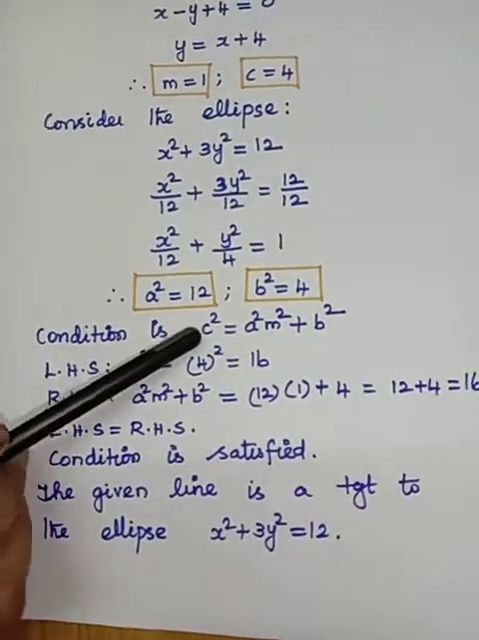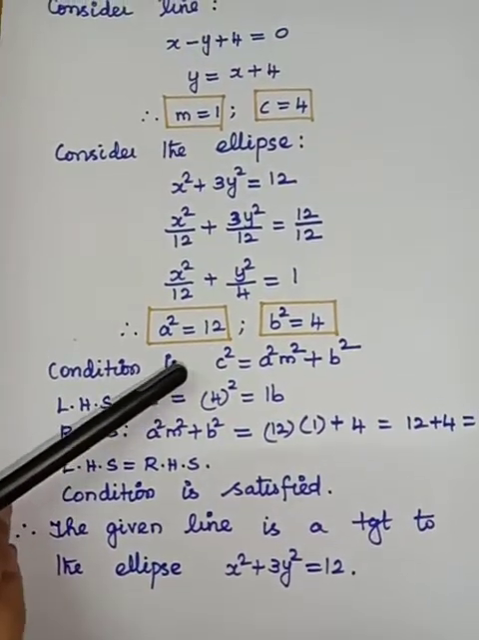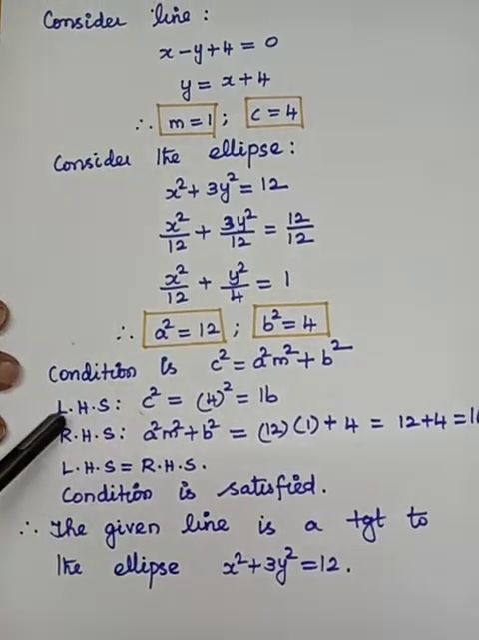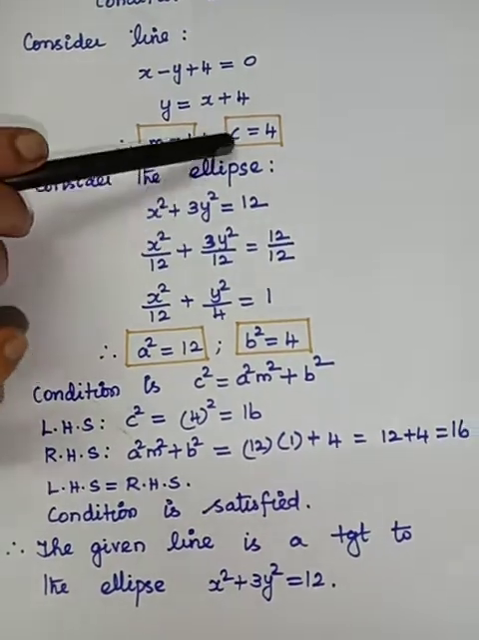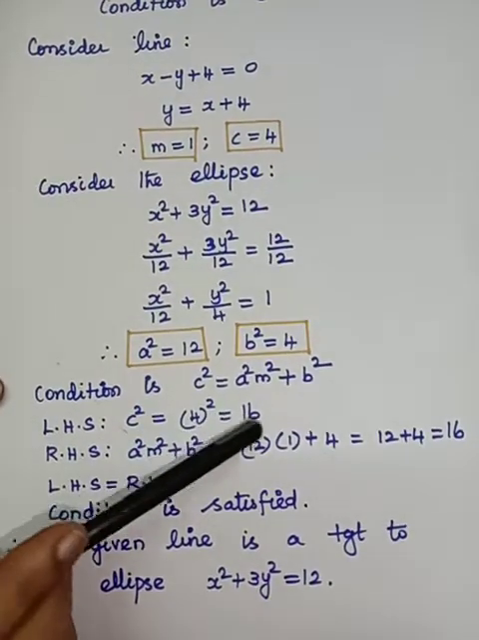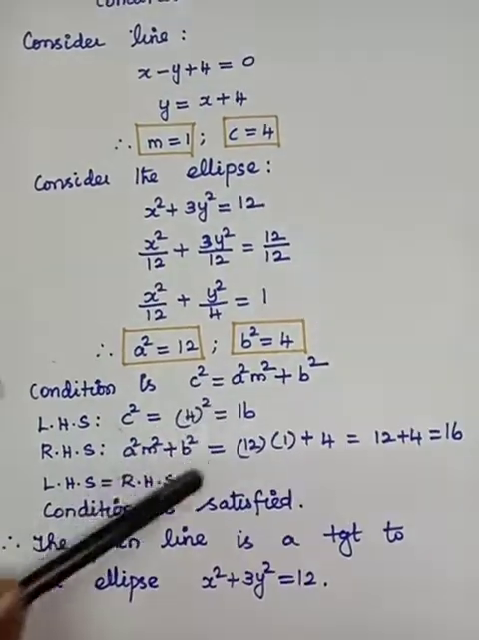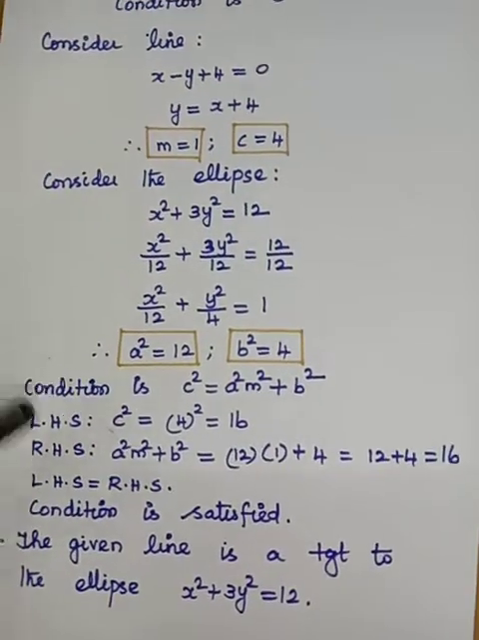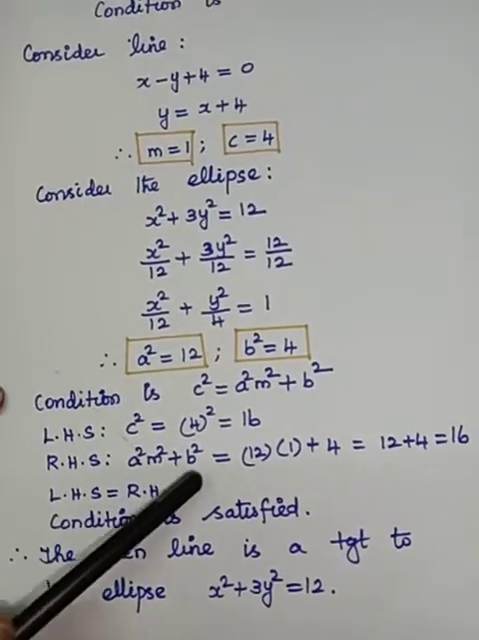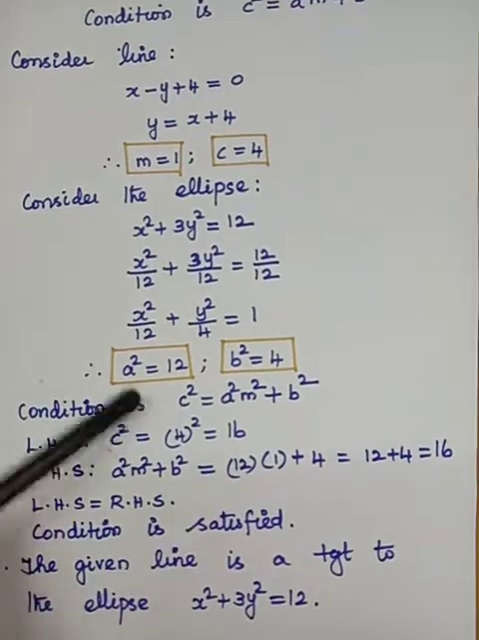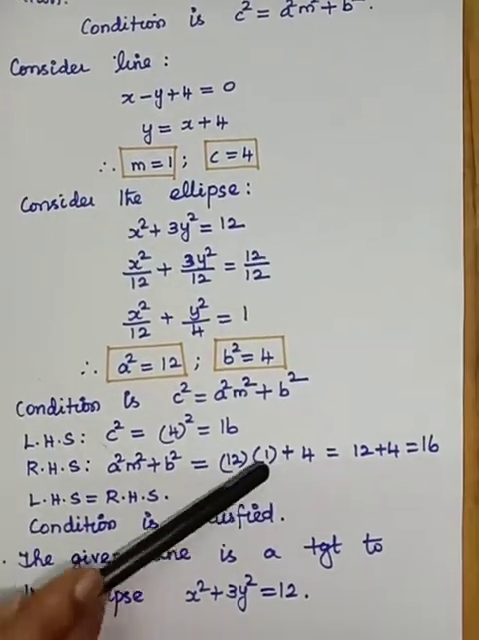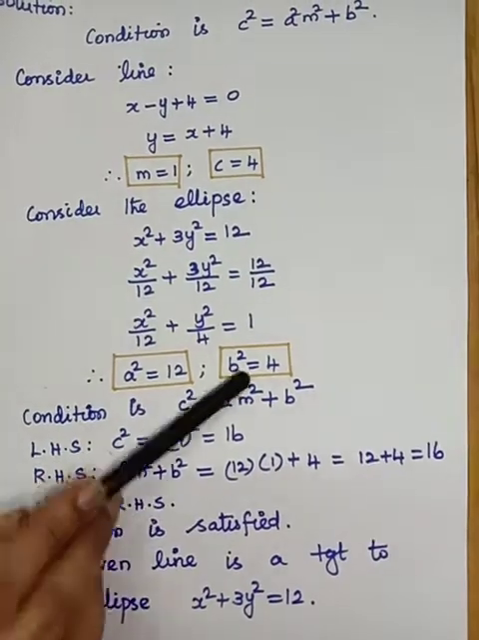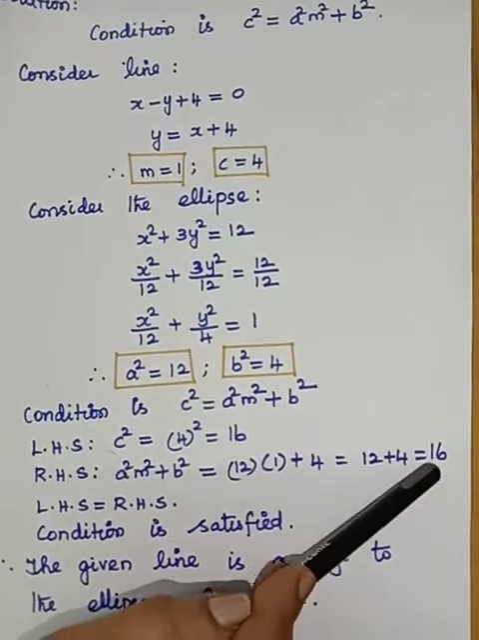We have to verify the condition. So first you have to see the left hand side. What do you have? c squared. What is c now? c is equal to 4. So 4 squared is equal to 16. Next, consider the right hand side of this condition. So a squared m squared plus b squared. Substitute a squared. What is a squared? 12. What is m? m is 1. So 1 squared is 1, plus b squared is what? 4. So 12 plus 4, that is equal to 16.